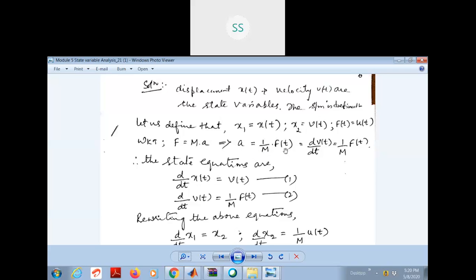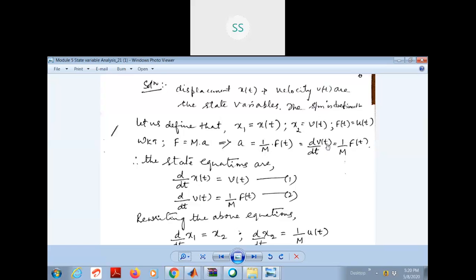But acceleration a is nothing but d by dt of velocity v of t, the rate of change of v of t. So therefore, d by dt of v of t equals 1 by m into f of t. So this is one relation established, because this is only what we want. We want to write d by dt of x of t and d by dt of v of t. So from this f equals ma equation, we have obtained one relation, that is d by dt of v of t equals 1 by m into f of t. Still we have to write d by dt of x of t also.